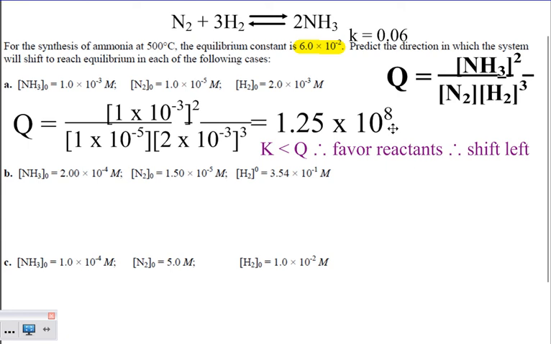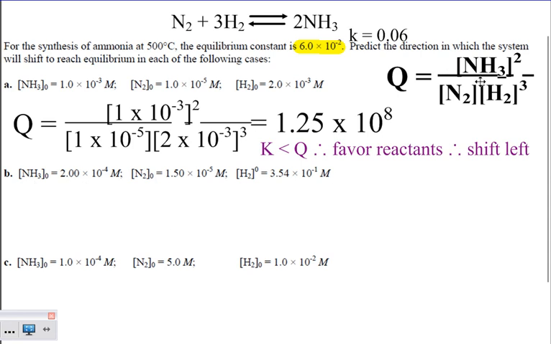You always want to be very specific. We're shifting to the left. Why are we shifting to the left? Because we're favoring reactants. Why do we favor reactants? Because K is less than Q. Always try to explain as much as you can. Don't over-explain. You don't want to shoot yourself in the foot, but you want to be as thorough as possible.